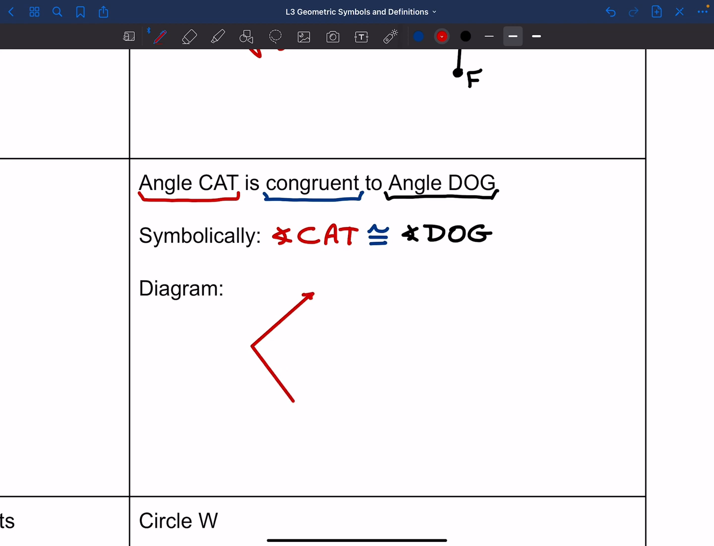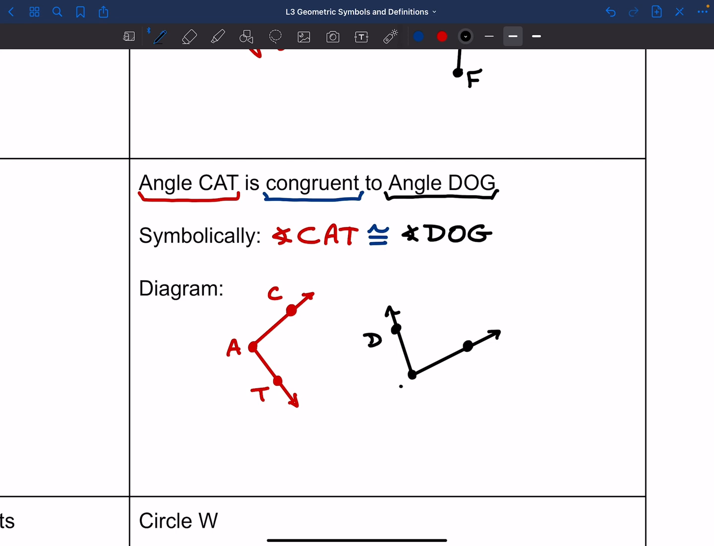So CAT is congruent to DOG. As far as a diagram goes, something like that. We've got an angle there. And remember that when we're labeling this diagram, the fact that A is in the middle of that angle means that A is the part where it pivots, where it turns. The other two can go in whichever order you want. So you've got angle CAT, and then we're also going to have angle DOG.